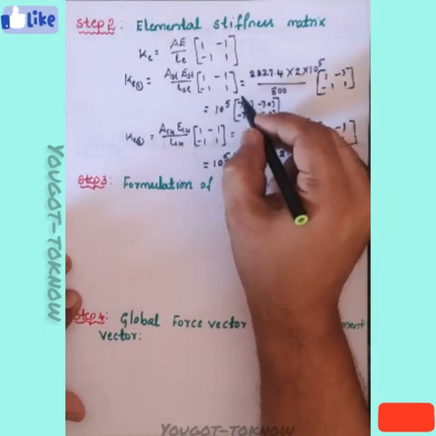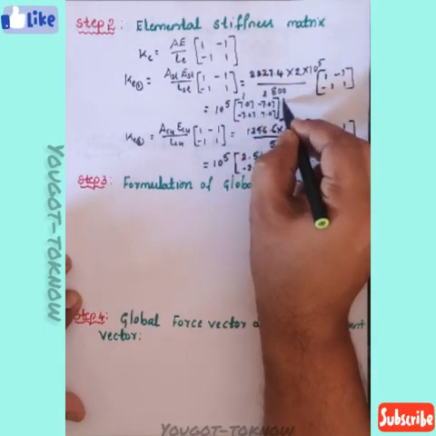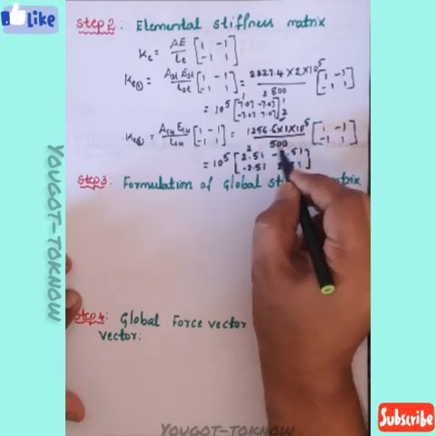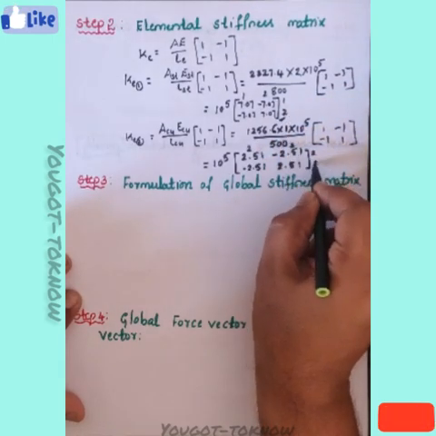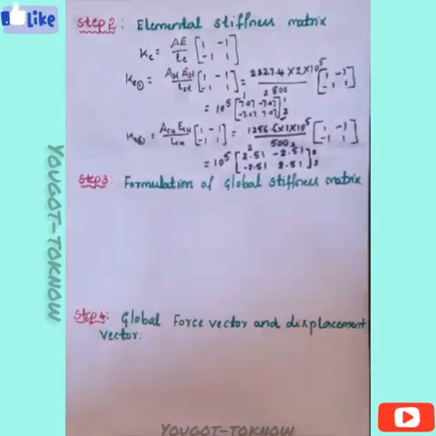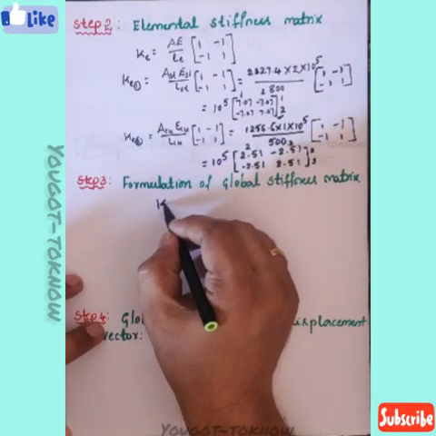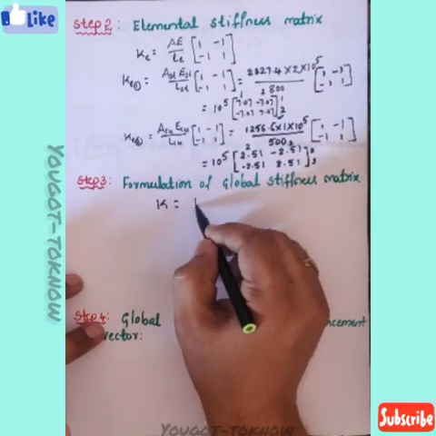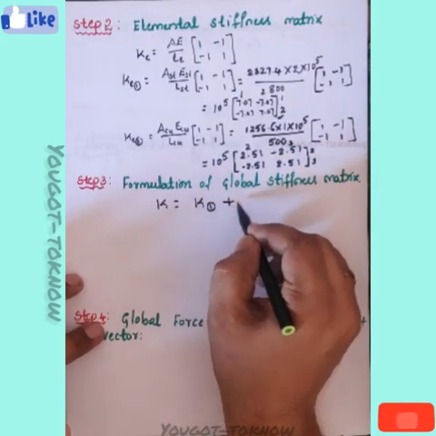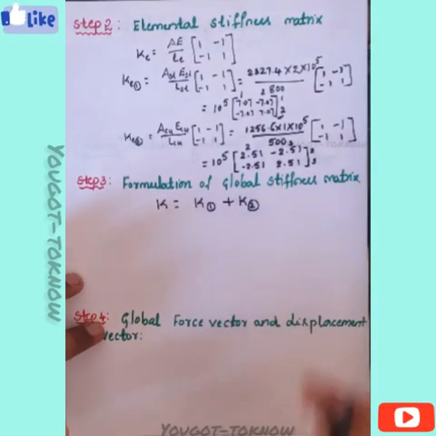Now just observe, this element belongs to node 1 and 2, and this belongs to node 2 and 3. Now if you have done this, what is the next step? Formulate your global stiffness matrix. How do we formulate the global stiffness matrix? We know that K will be equal to K1 plus K2, because only 2 elements are there.